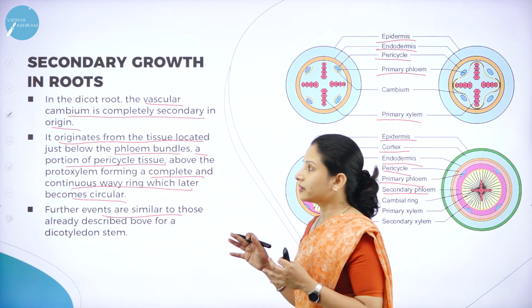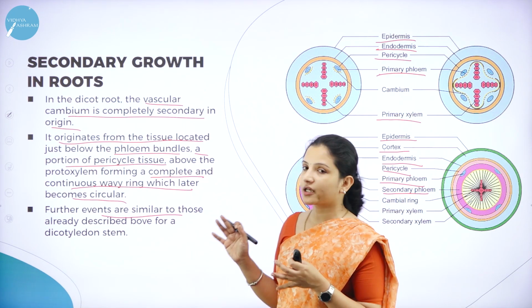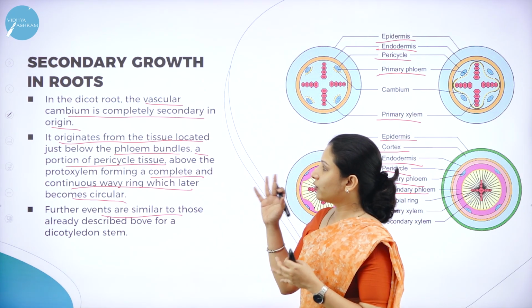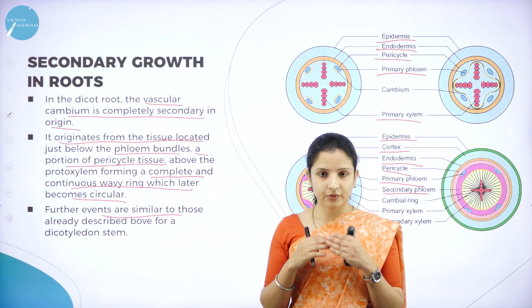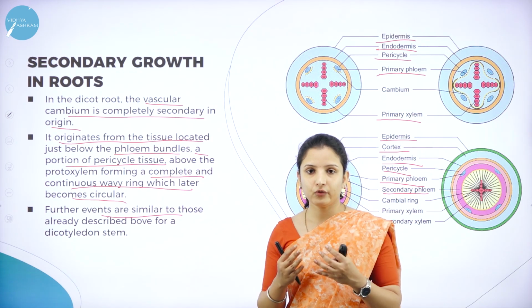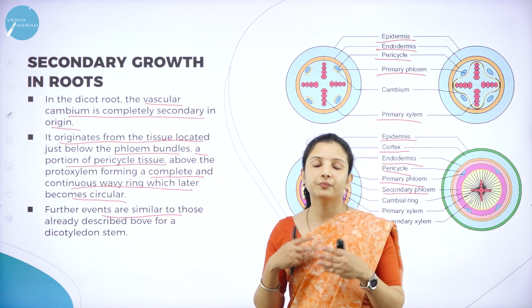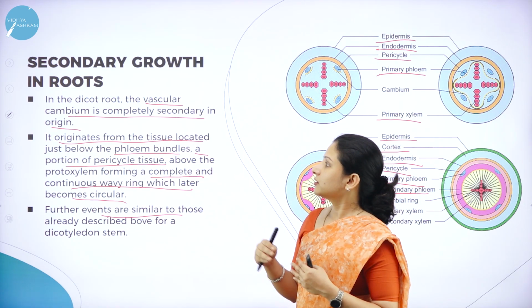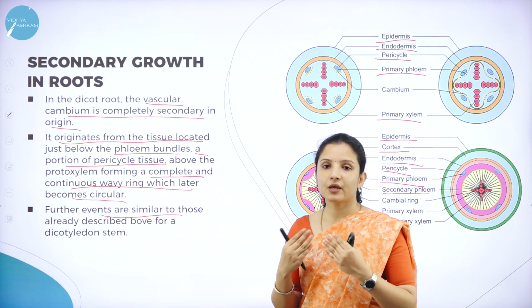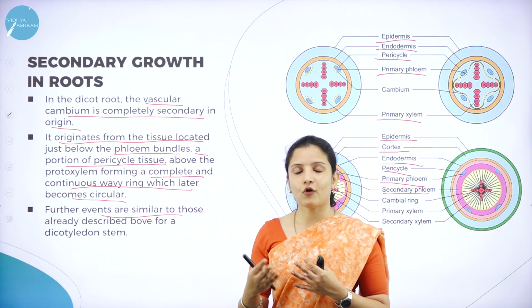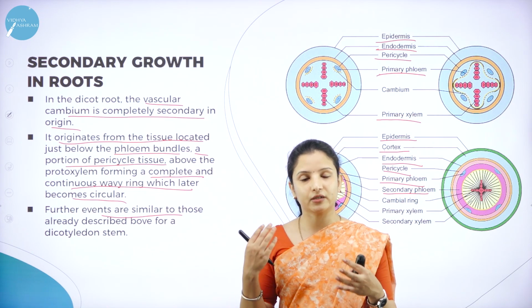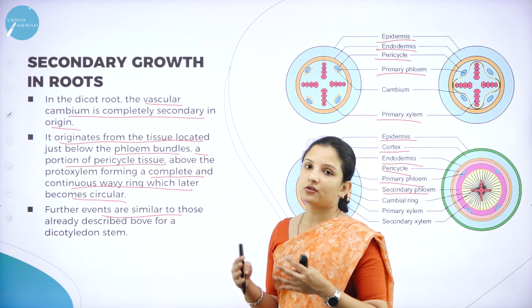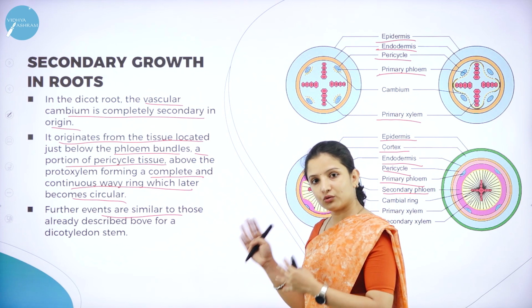But the major difference in the case of secondary growth in roots is that it originates only from the tissues that are located below the primary phloem. A few cells of the primary phloem will develop into the cambium ring, and this cambial ring will further form the secondary xylem and the secondary phloem. Whatever events took place in the dicot stem are almost similar in the root as well.